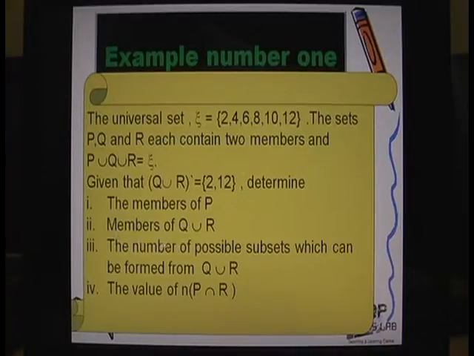Part 2, members of Q union R, and part 3, which you should know from lesson 2, to find the number of possible subsets which can be formed from Q union R. And last but not least, the value of what? The number of elements in P intersect R. Okay, let's look at what we have done now.